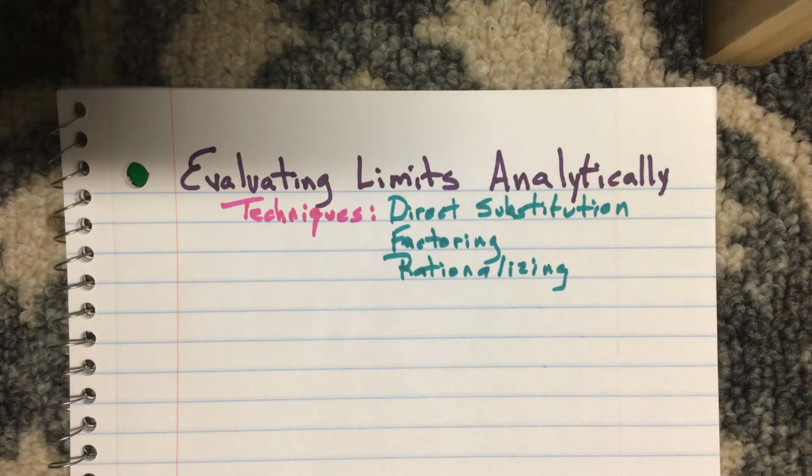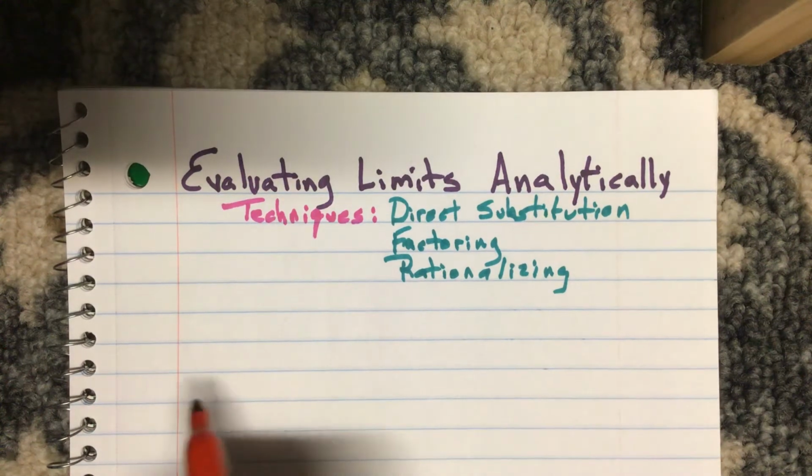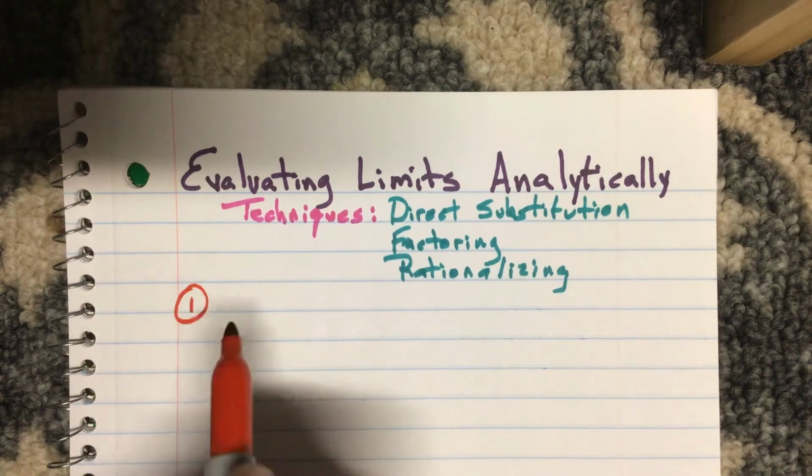Evaluating limits analytically. There are different techniques you can use to analyze limits. We have direct substitution, factoring, and rationalizing. I'll do an example of each one. Direct substitution is nice. You simply plug in and you can find the limit.